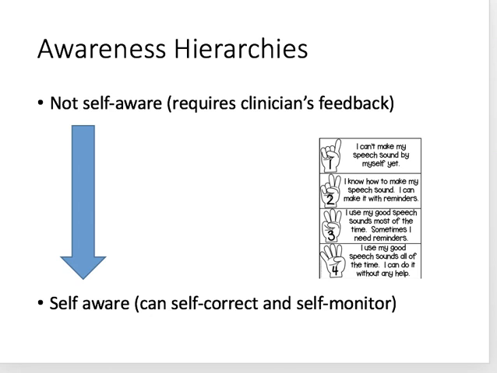Okay, so those are linguistic hierarchies. What about awareness hierarchies? A lot of times with a lot of our clients, they come to us at the bottom of the awareness scale, where they're not self-aware at all. They don't know the mistakes they're making, and so they require clinicians' feedback. As therapy progresses, hopefully we see them become self-aware, where they can correct and monitor themselves. So they are aware not only of the mistake they're making, but also have the capacity to monitor that in the moment and even self-correct, okay? So that's at the very high end of the scale, right?